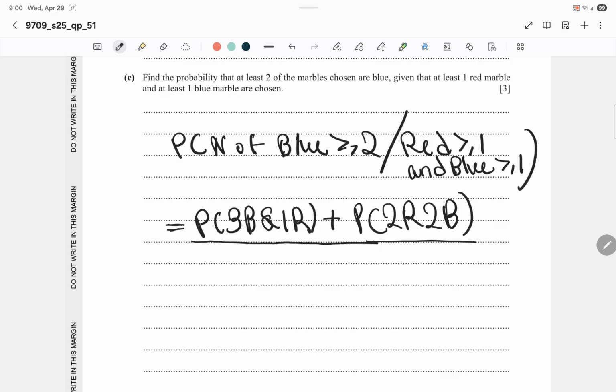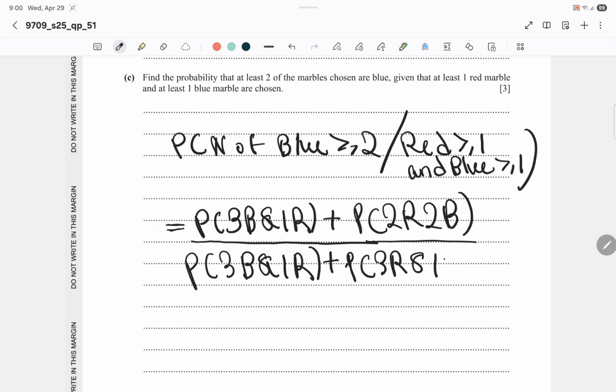And given that red is greater than or equal to 1 and blue is greater than or equal to 1, it can be 3 blue and 1 red, or 3 red and 1 blue. Is that all the possibilities? Let me think. Oh, right. There can be one more actually, which is 2 red and 2 blue.